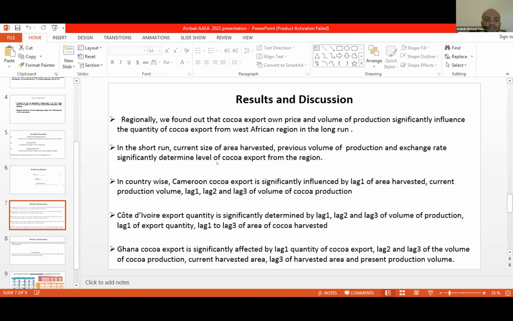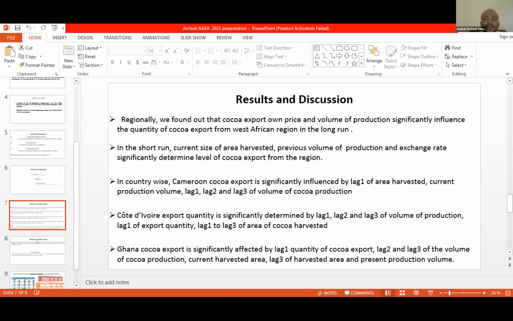So these are the results and the discussion. We have in Cote d'Ivoire export quantity is significantly determined by lag 1, lag 2, and lag 3 volume of cocoa production, lag 1 of export quantity, lag 1 to 3 of area of cocoa harvested. Whereas that of the Ghana export is significantly affected by lag 1 quantity of cocoa exports, lag 2, and lag 3 of the volume of cocoa production, as well as the current harvest area, lag of harvest area, and the present production volume.